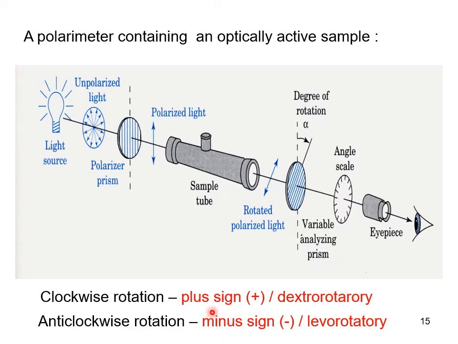Okay, the positive plus sign, we call it dextrorotatory, and the negative sign, we call it levorotatory. Normally the exam would not ask this kind of question, but just for your knowledge. After that, there is the variable analyzing prism here, and then you can watch through the eye piece.